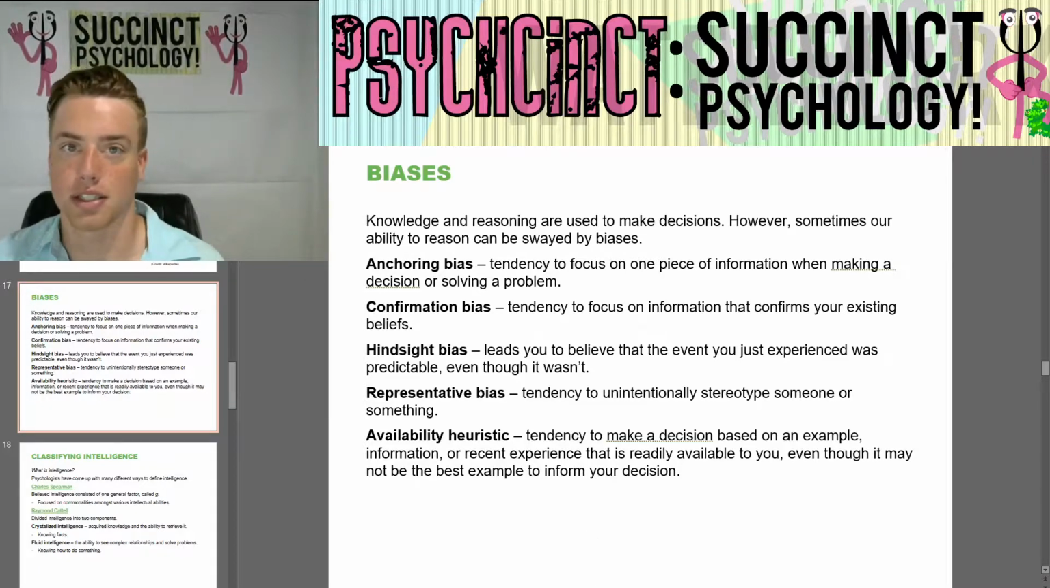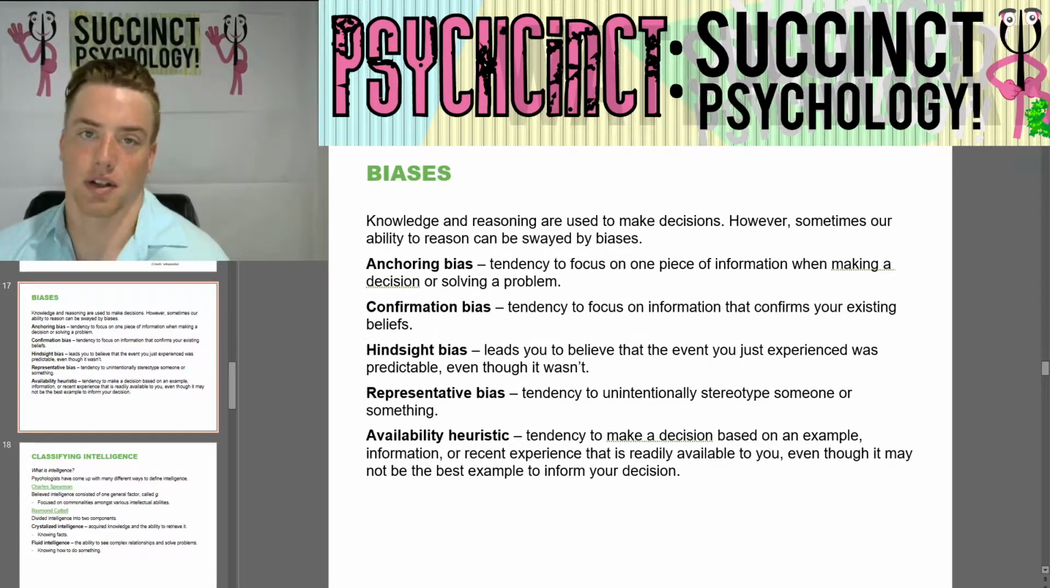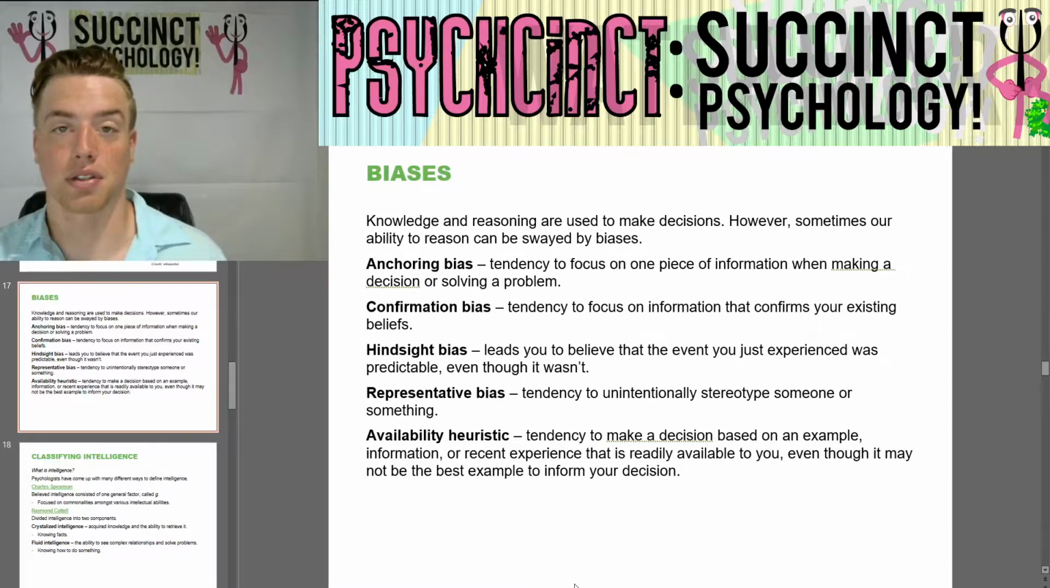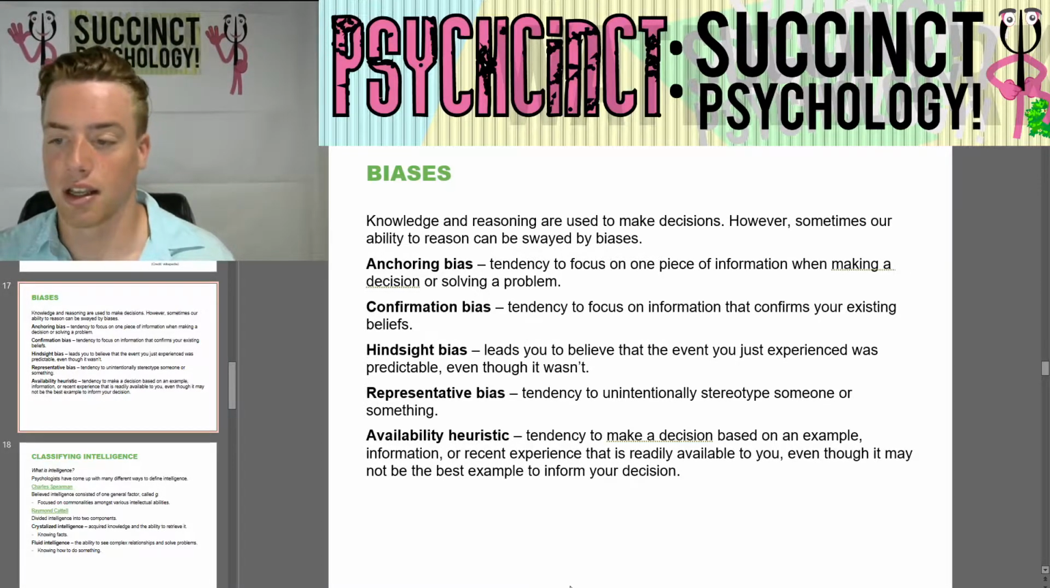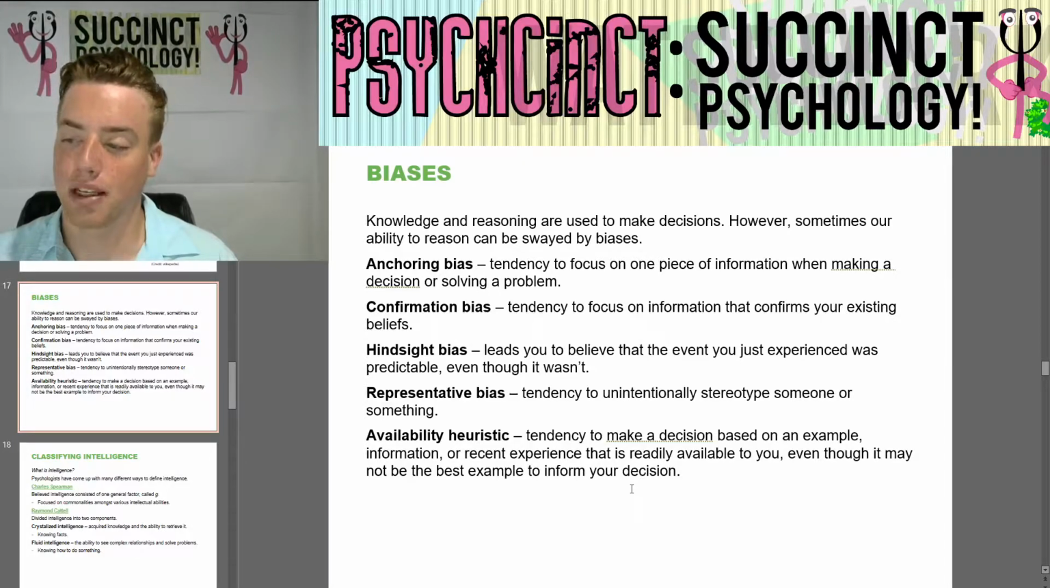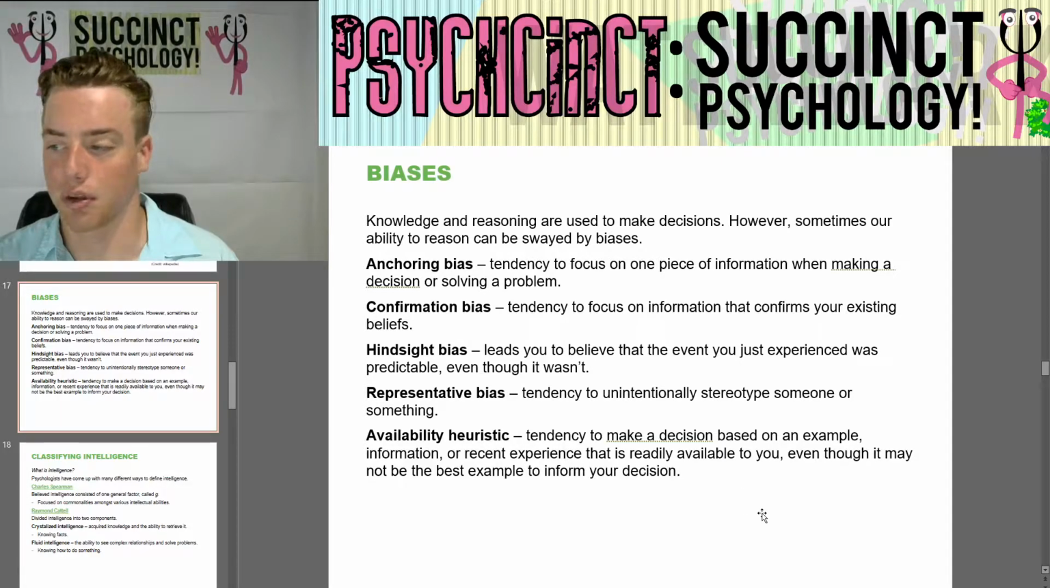Have you ever heard the phrase hindsight's 20/20? That's when you do something, you mess up, and you're like, oh, I should have done something else. I should have realized that would happen, but you couldn't have known. You can always look back on something and say, this is what I should have done, this is what I should have said. That's why I say hindsight's 20/20. Next, we have representative bias, which is a tendency to unintentionally stereotype someone or something, and availability heuristic. It is a tendency to make a decision based on an example, information, or recent experience that is readily available to you, even though it may not be the best example to inform your decision.